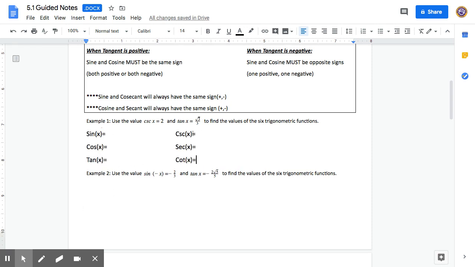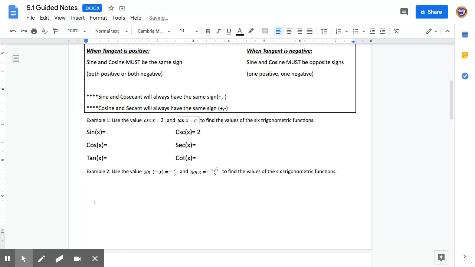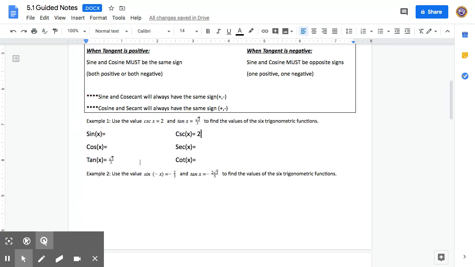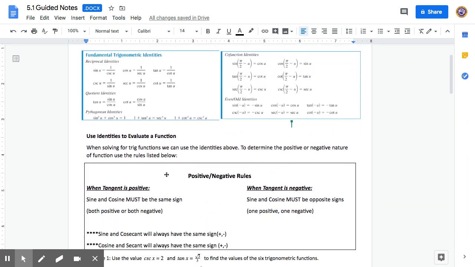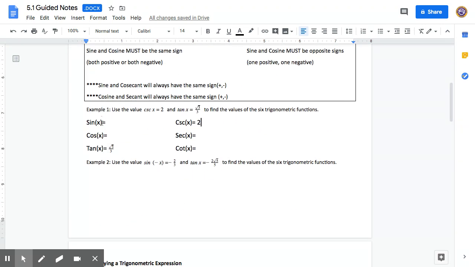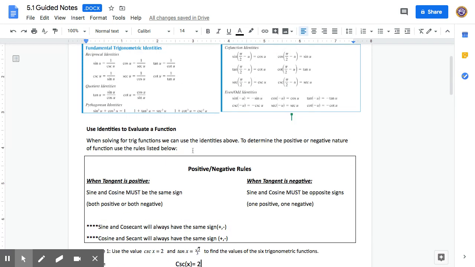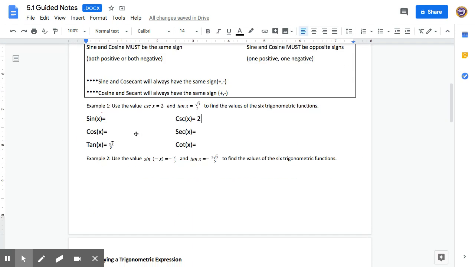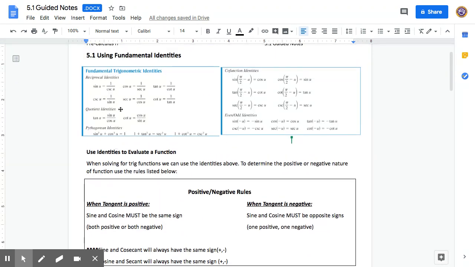So we already know 2 of these. We know that cosecant is 2, so we're going to fill that one in. And then we know that tangent is the square root of 3 over 3, so we are going to fill that one in. All right, so now we need to figure out the other 4. So going off of our identities, we can use the reciprocal identities to find sine and to find cotangent. We know that sine is the flip of cosecant and cotangent is the flip of tangent. But still, keep in mind you are using these reciprocal identities.